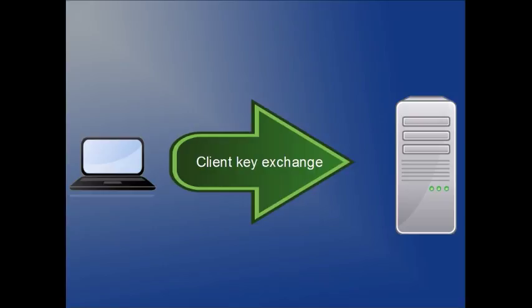So next we have the client key exchange. The client will send over its certificate identifying itself, so that the server knows that it's not receiving something from a man-in-the-middle attack as well. Then the client is going to send its pre-master secret, and the pre-master secret is another large randomly generated number that is going to be used to calculate the symmetric key.